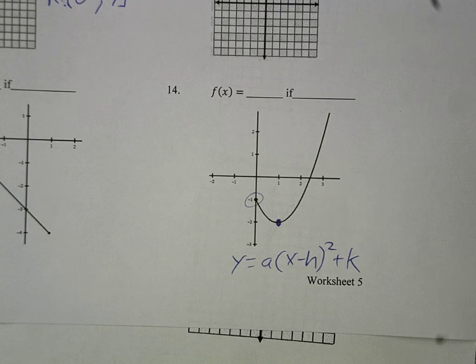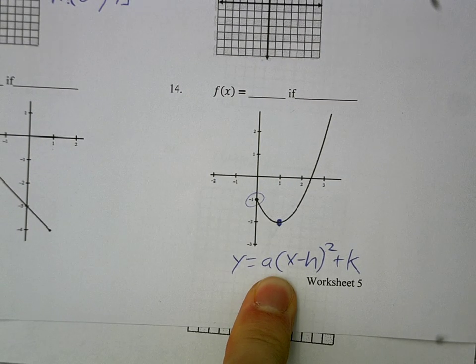Number 14 from the homework from section 5. A quick reminder of how we come up with the equation for a quadratic. First things first, you need to know the general equation of a quadratic: y equals a times (x minus h) squared plus k. Does that make sense to everybody? It's the same equation we've been using for last week.